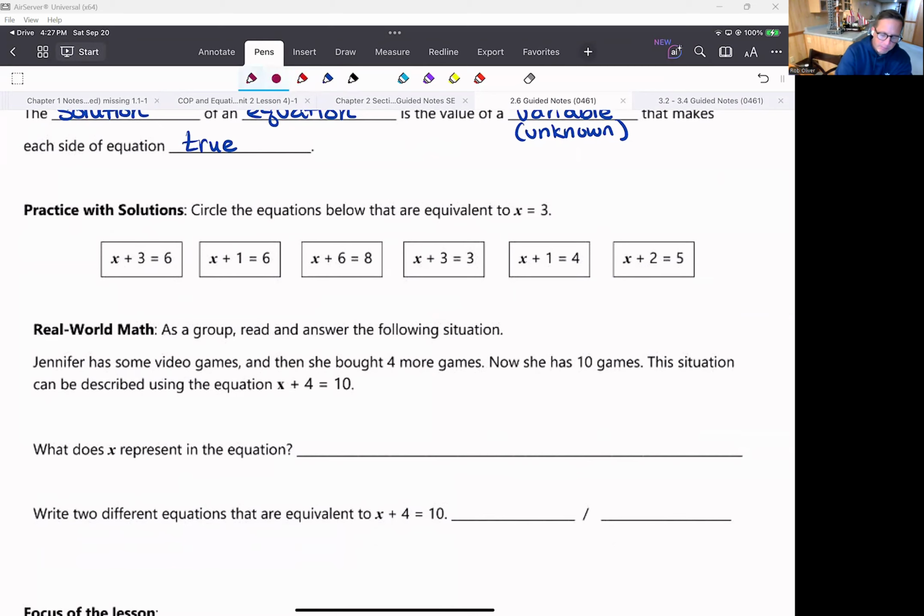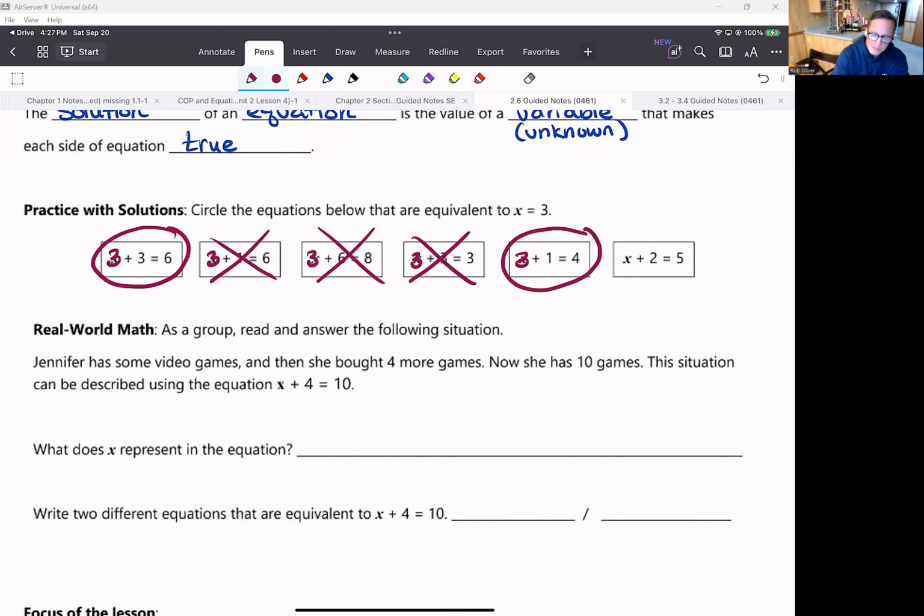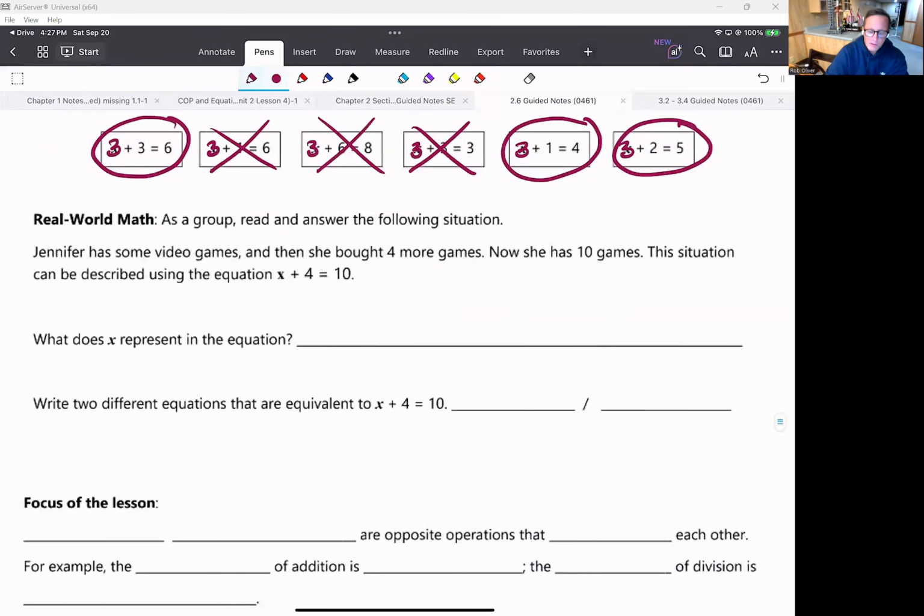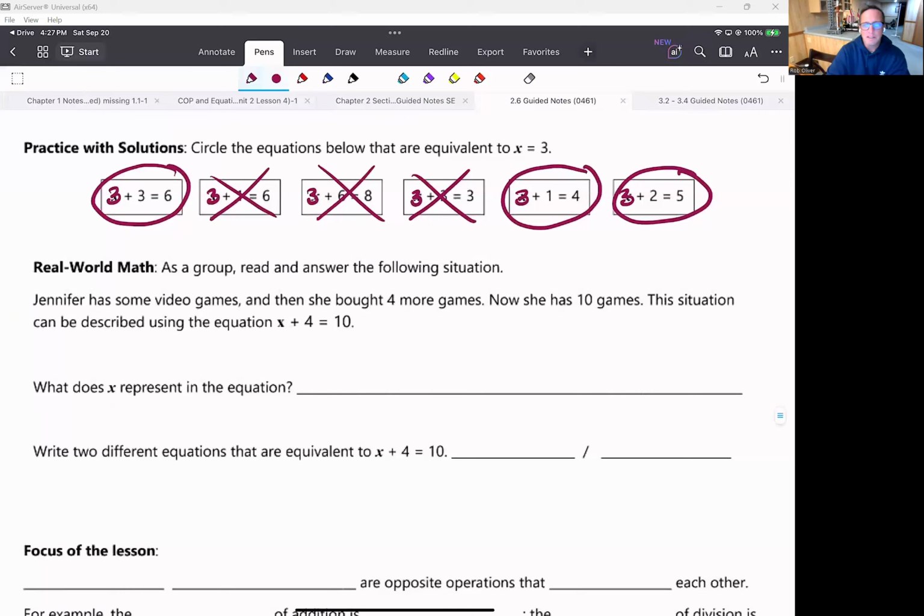Right here, circle the equations below that are equivalent to x equals 3. So if we put in 3 for x, does it come out true? Yeah, that one works. That one's true. No, that's 4, and 4 does not equal 6, so nope. If we put a 3 in here, that's 9, nope, we want that to equal 8. Here, if we put a 3 in, that's 6, which does not equal 3. Here, that one works, 3 plus 1 is 4. And here, 3 plus 2 also equals 5. So there were 3 equivalent equations that had x equals 3.